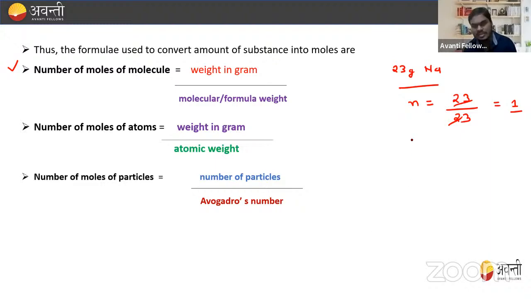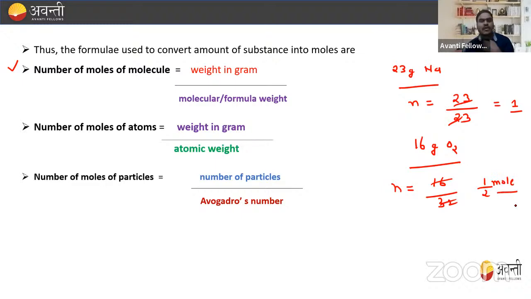For example, oxygen. Someone gave 16 gram of O2 and you have to calculate the number of moles. How will you calculate it? It is 16 upon the molecular mass of O2, which is 32. So it comes out to be half mole, right? So this is how we can relate amount of substance and mole. This is the relationship between amount of substance and mole. By knowing the molecular or formula weight, we can easily relate this equation, right?